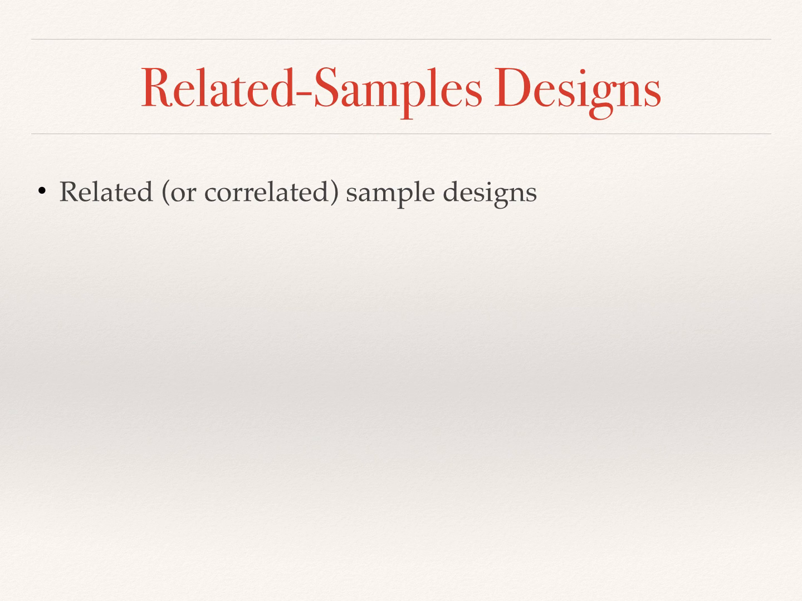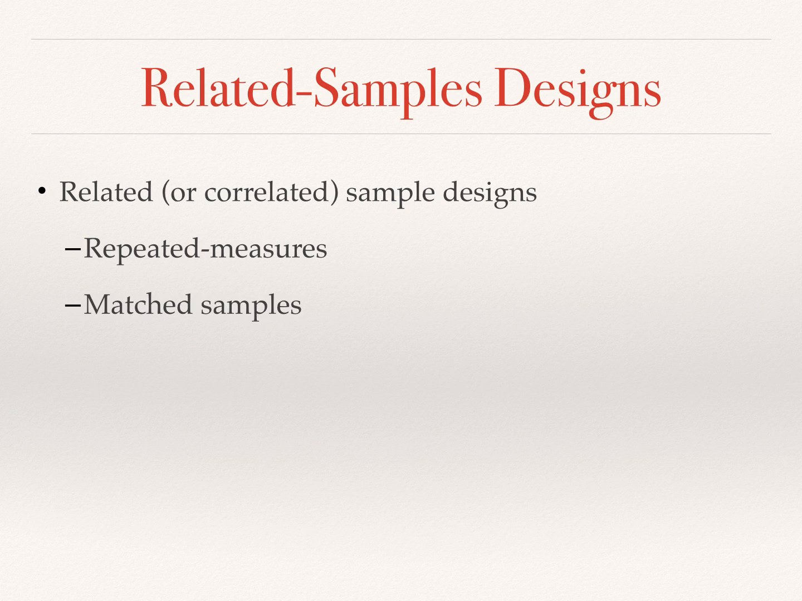Again, this is a related or correlated sample design. So we're going to use it with repeated measures, those within subjects designs, where John participates in both the control and the experimental condition, and Sue participates in both the control and the experimental condition. Those are repeated measures or within subjects designs.